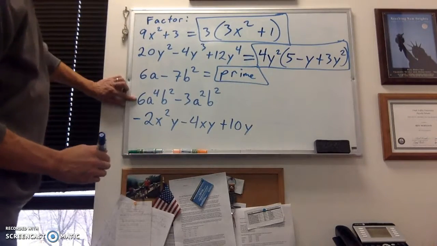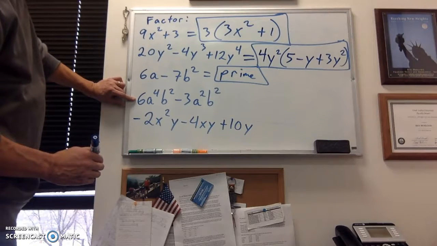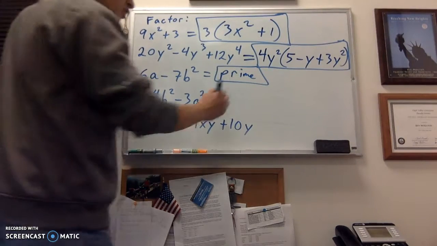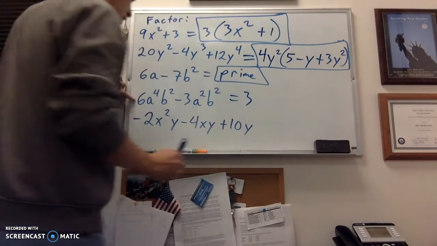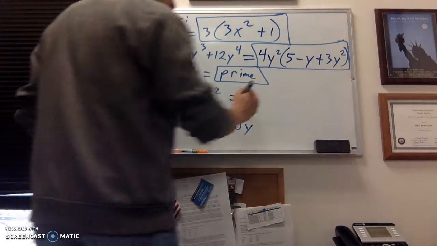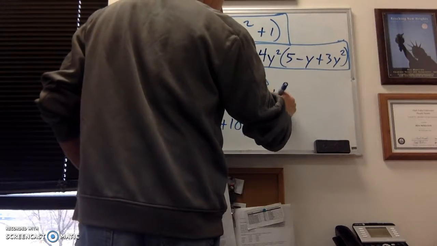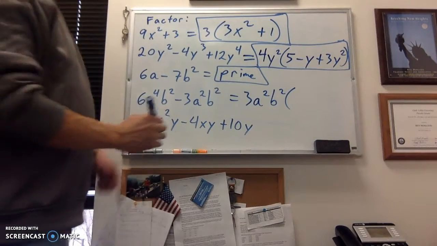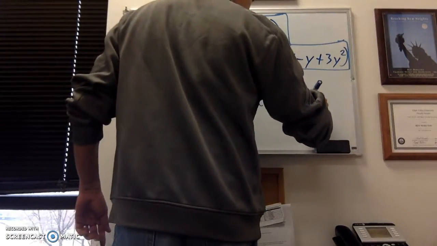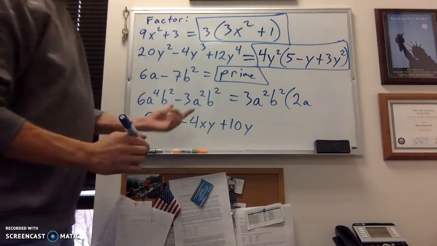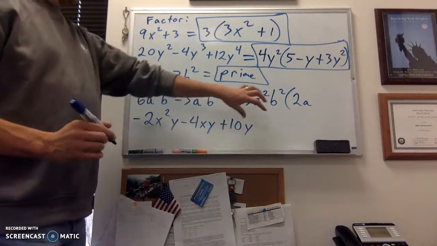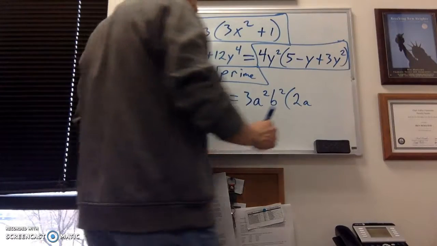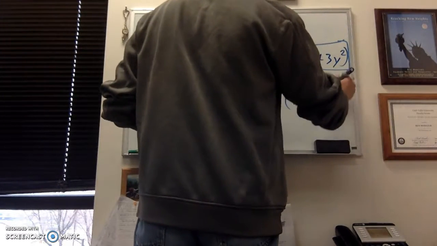All right. 6a to the fourth b squared minus 3a squared b squared. Let's see, the coefficients, we're going to have a 3, an a squared, and a b squared. Let's see what's left. 2a squared. I'm going to go a little faster now. Minus 1, right? Everything factored out, don't say everything. There's always a 1 left. If everything seems like it came out, there's always 1 left over.